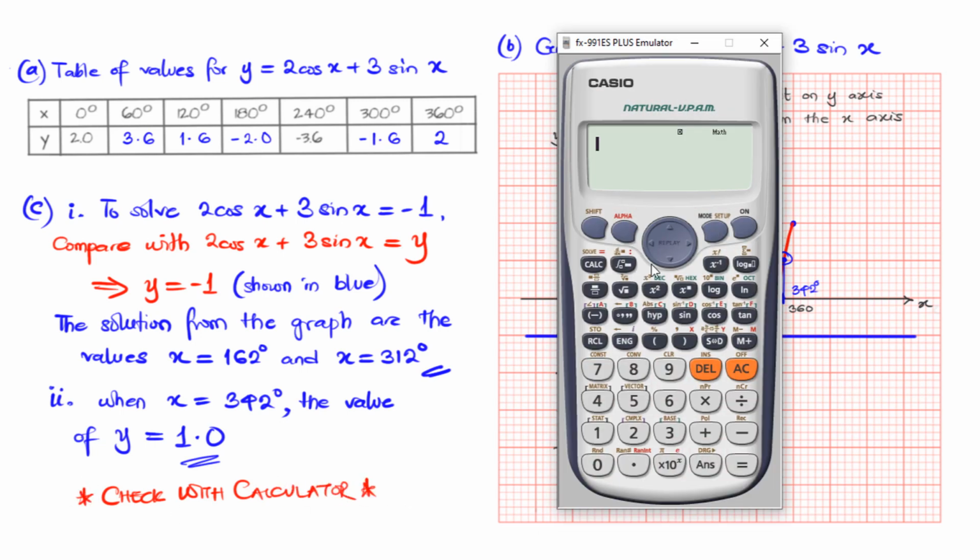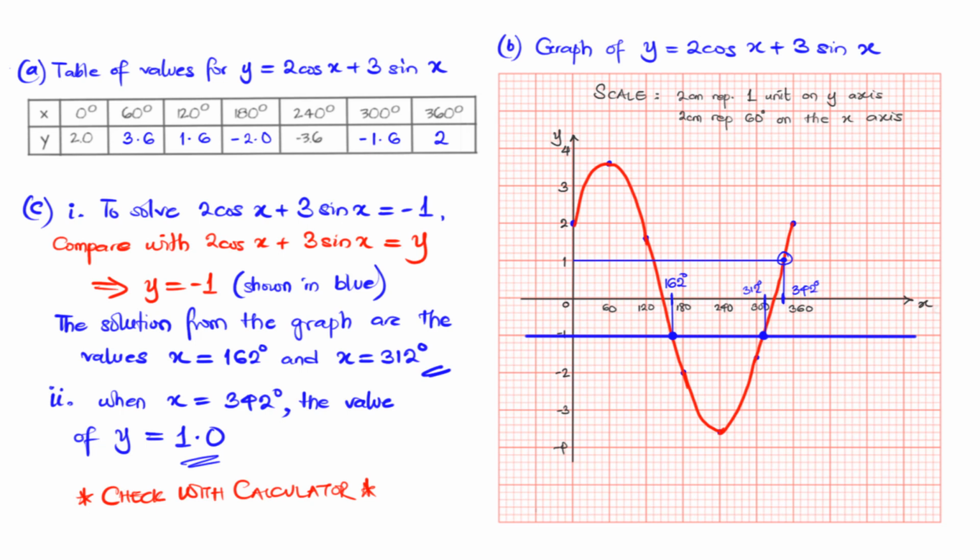So if you are to use your calculator, just say 2 cos x plus 3 sin x, and now we want to solve for that. Our x is now 342, and you can see this is 0.97, which is approximately 1. So we're on the right track. Our solution is 1. And with that, we have finished our question on this graph of trigonometric function. All right.